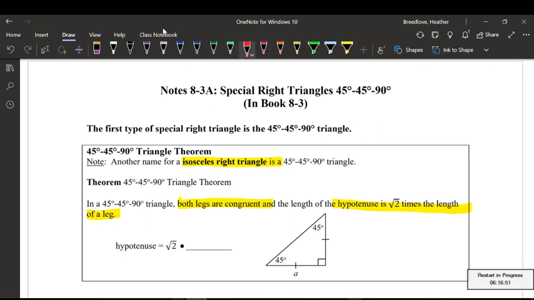So if this side is A, down here, and the other leg is also A because they are the same, because that's what's across from the two 45s. And the hypotenuse is going to be square root 2 times the length of that side, which we're calling A. So this is A times square root 2, because you always put the radical part second. And I just chose A.